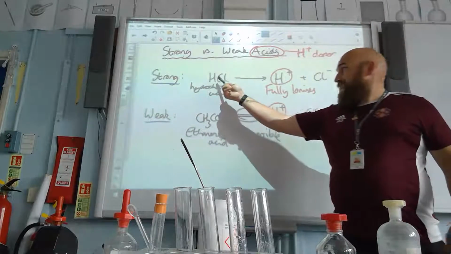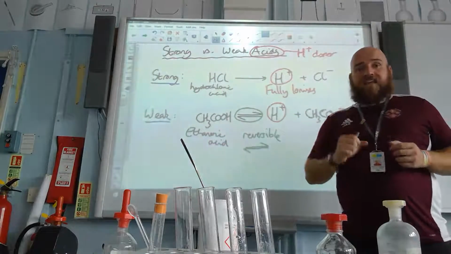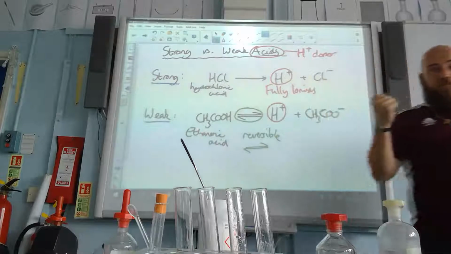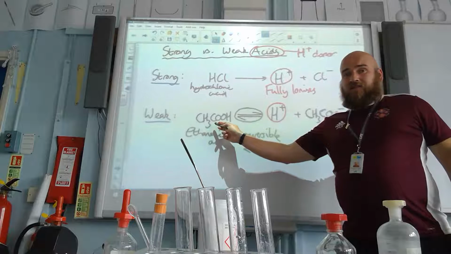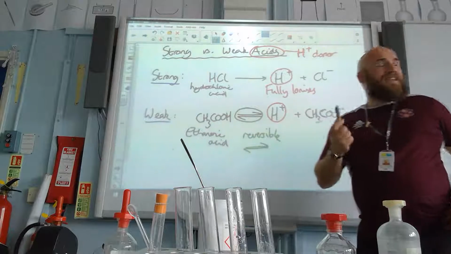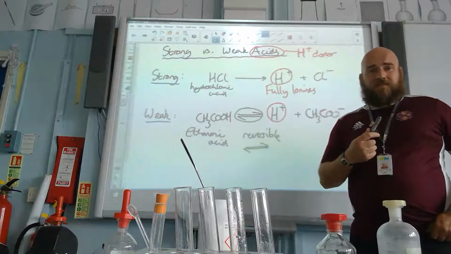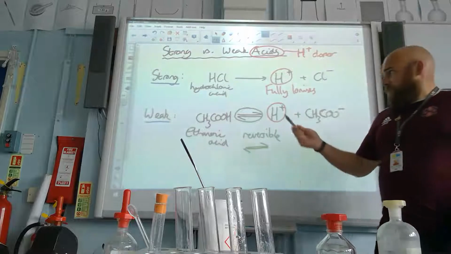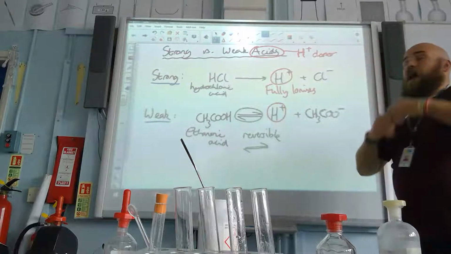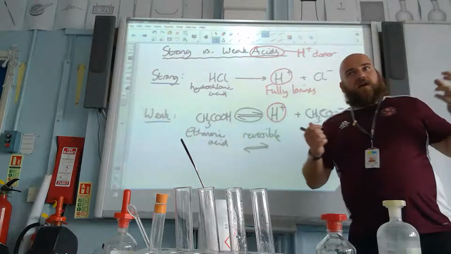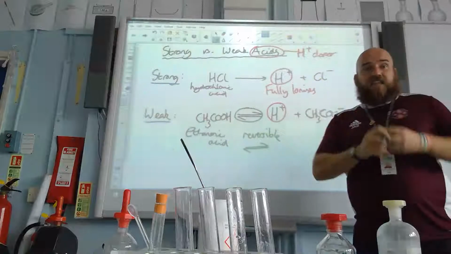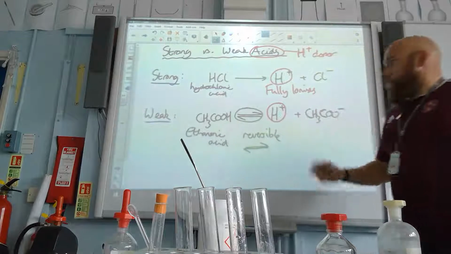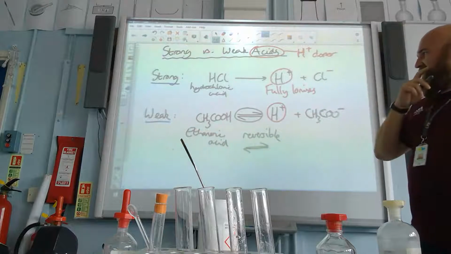If I had 1 million of those, exactly 1 million of them would break apart. If I had 1 million of these, it wouldn't be 1 million, it wouldn't be anywhere near that. It'd probably be closer to 1,000, right? So the dissociation, or how they ionize, how they break apart, is different. So for a strong acid, they fully ionize, they fully split apart. So what could our definition for a weak acid be?